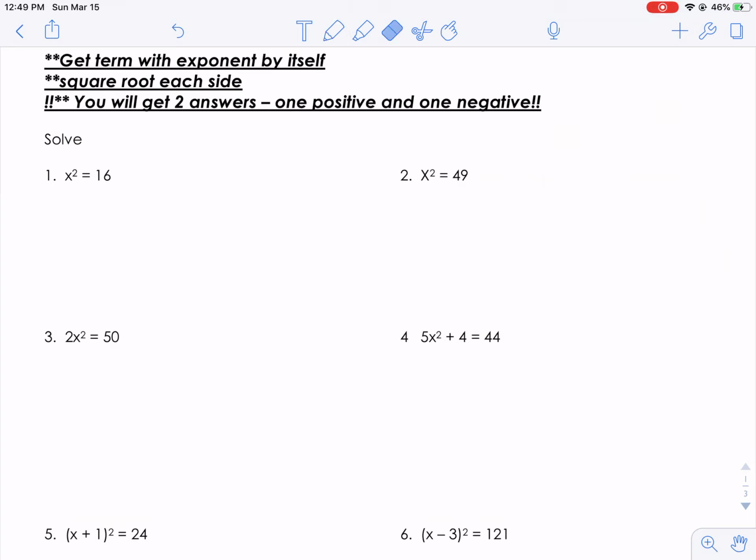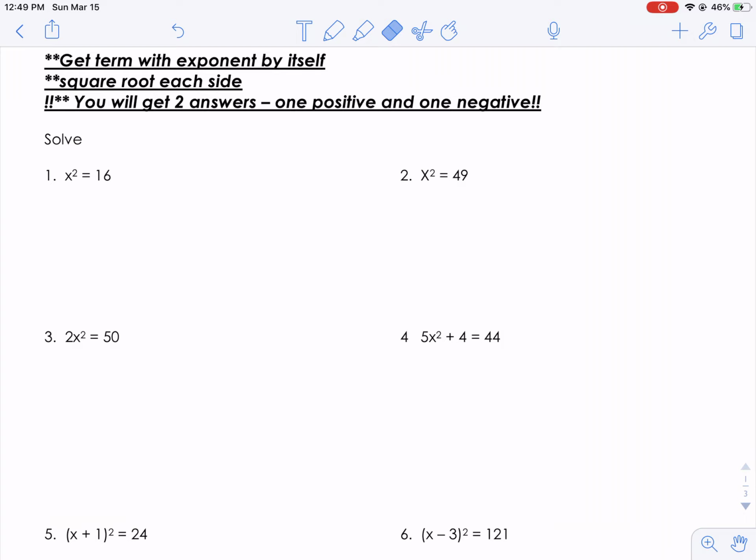All right, so the process says get the term with the exponent by itself first. Then you can square root each side. And hugely important is that anytime you take a square root, you're going to get two answers, one positive and one negative. Now, the lesson before this, you were simplifying square roots, and we didn't talk about positive or negative answers at all. And here's the rule of thumb.